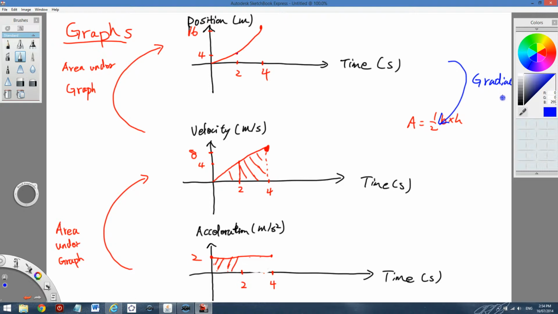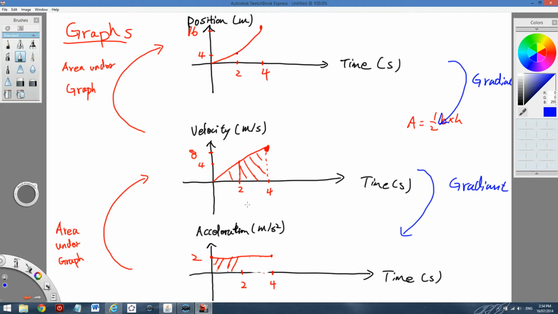Similarly, I have a straight line here. The gradient, rise over run. If I measure the gradient, 8 divided by 4, which is 2, gives me the acceleration. So this is the relationship between the graphs: position time graph, velocity time graph, and acceleration time graph.